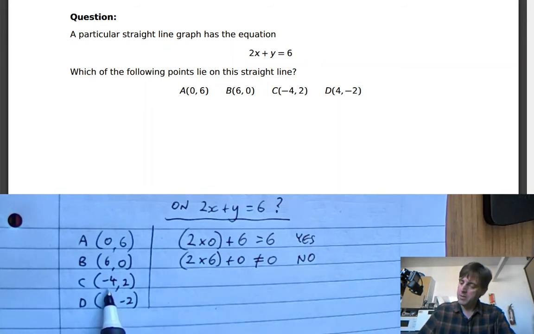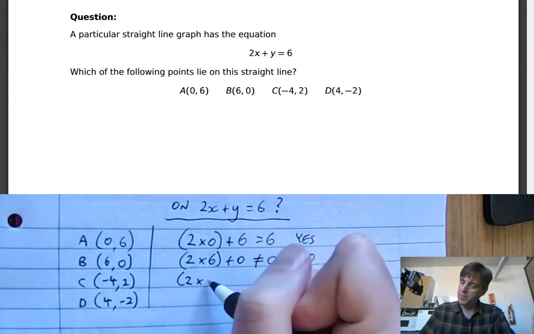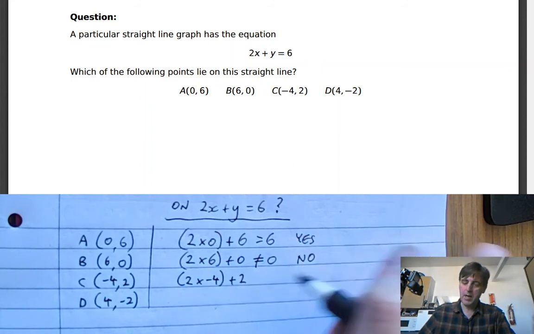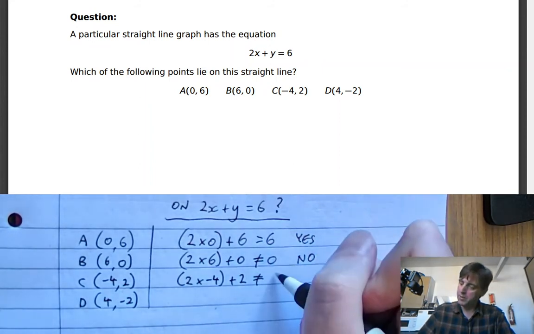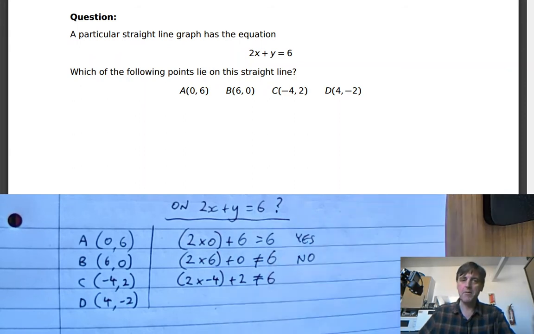Point C, 2 lots of the -4 plus 2. I think that does not equal 6. If you want to work that out, I've just realized I've made a mistake here. I should have put a 6 there. Forgive me, I'll fix that now. So if this one does not equal 6, then that one is not on the line.